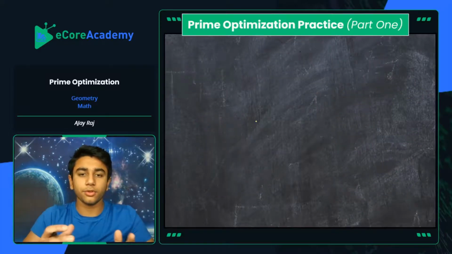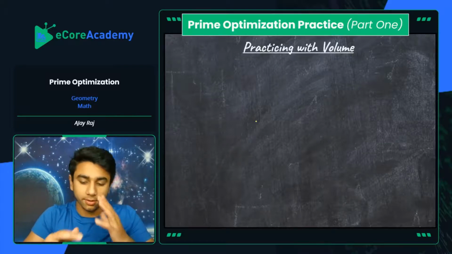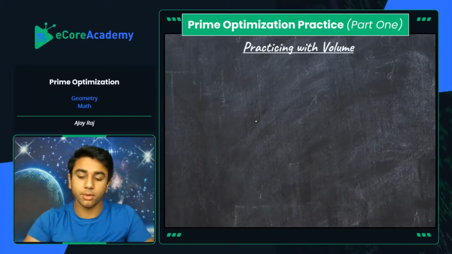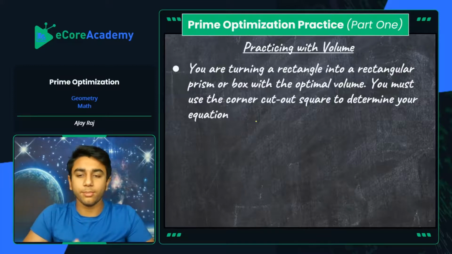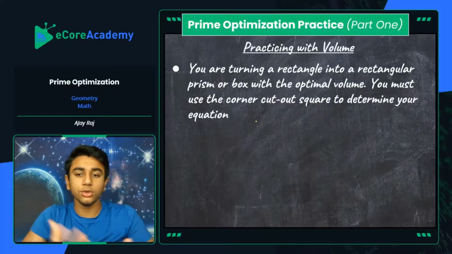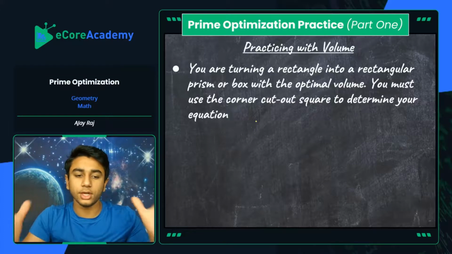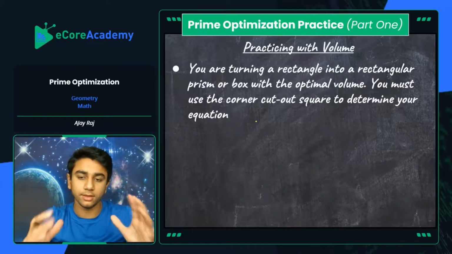So this is going to be further optimization practice part 1, with our practicing with volume, and then we have another side with another problem. So practicing with volume, essentially what you're doing is you are turning a rectangle into a rectangular prism or box with the optimal value. So you're turning a 2D figure, calculating the area of that given rectangle, and then you're trying to develop the largest possible volume with that given rectangle.